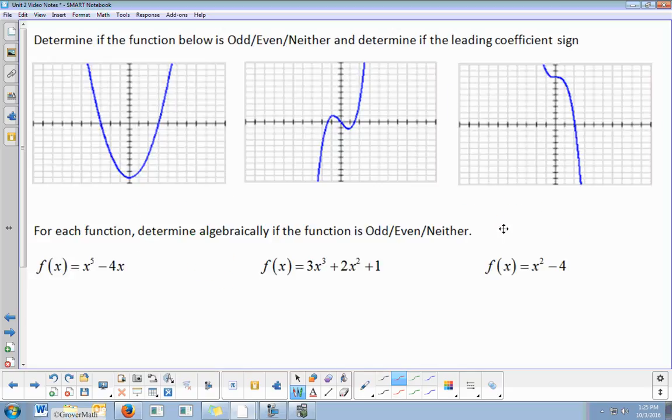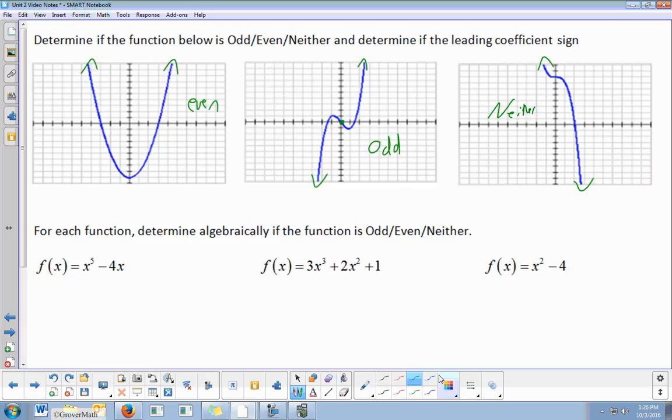All right, so looking at these graphs here, determine if it's odd, even, or neither, and determine the lead coefficient sign. So this first graph, the arrows are both pointing up, so it is an even degree, but is it an even function? I see some y-axis symmetry. Yes, I believe this is an even function. The second graph, the arrows are pointing away from each other, so it is odd degree, but is it an odd function? Rotate about the origin. Yes, this is an odd function. The third one, similar to the graph I showed you on the calculator. Arrows are pointing away from each other, so it is odd degree, but it would be considered a neither function.